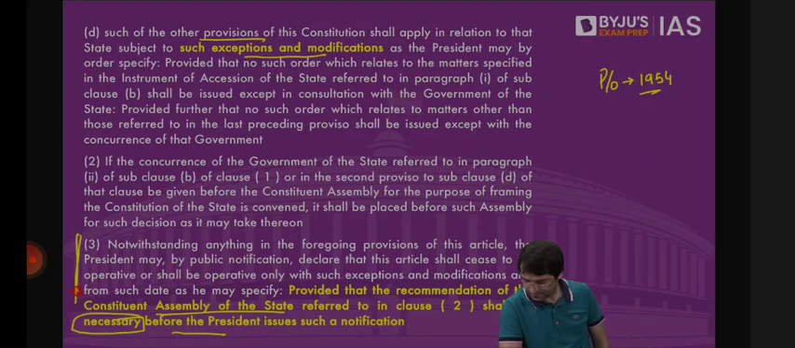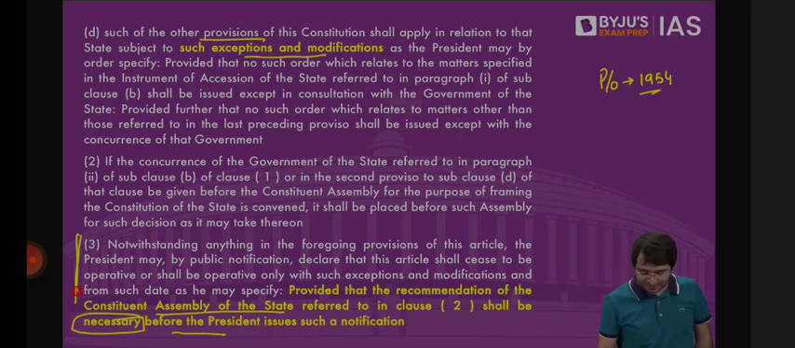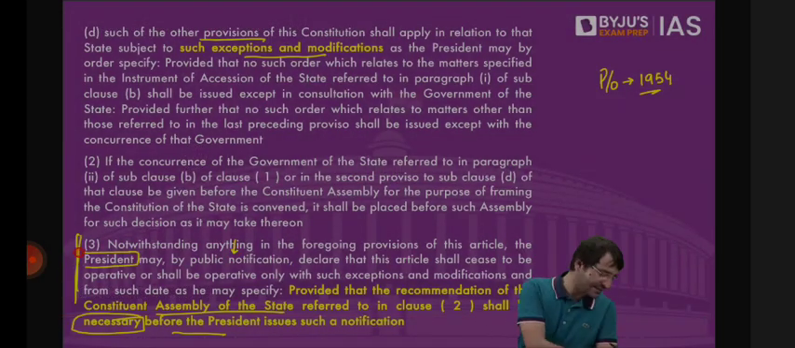Article 370 is self-destructed by the Constituent Assembly of J&K. Where is the Constituent Assembly? Article 370 is destroyed by the public notification issued by the President. For that, the recommendation of the Constituent Assembly is necessary. Then how was it done? We'll discuss on Monday. Come again on Monday.